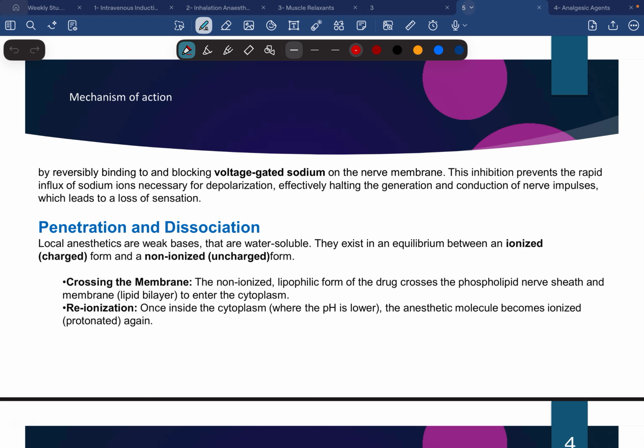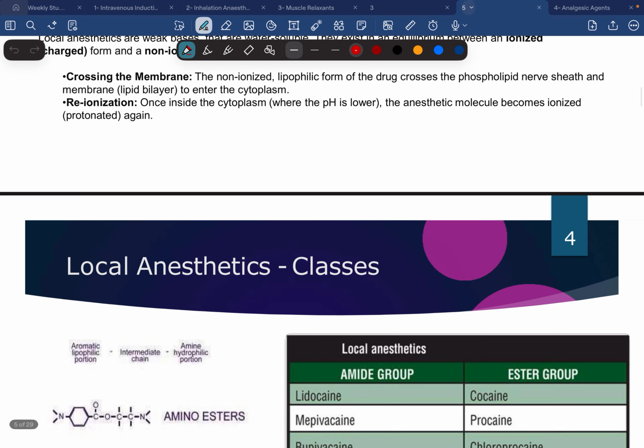Penetration and dissociation. As I mentioned, once you give it, it will be in equilibrium between the ionized and the non-ionized forms. We need the non-ionized form to cross the cell membrane to get to the cytosolic side of the membrane, and then it needs to be re-ionized to act on the sodium channels.